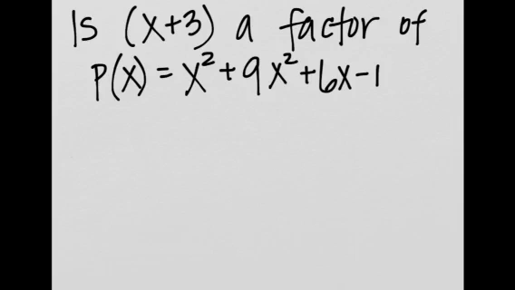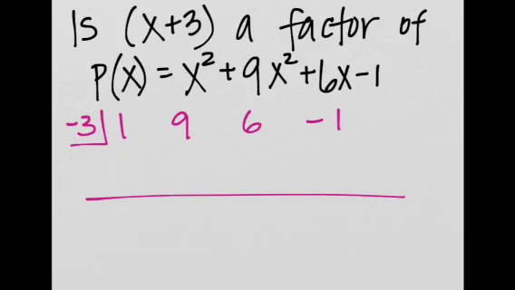All right, let's take a look at just one more example. Is x plus 3 a factor of x squared plus 9x squared plus 6x minus 1? So if I take x plus 3, set it equal to 0, I get negative 3 as my divisor, and then my coefficients, 1, 9, 6, and negative 1. I'm going to bring it down.